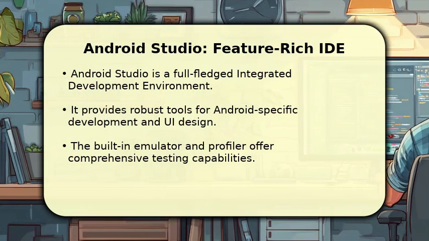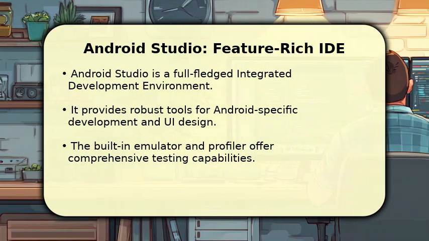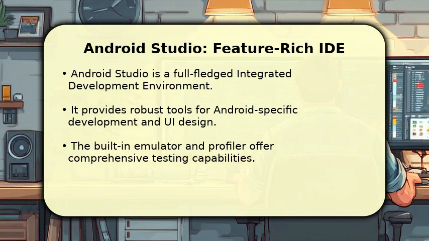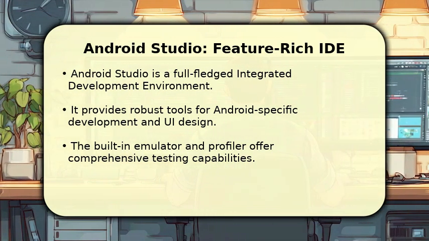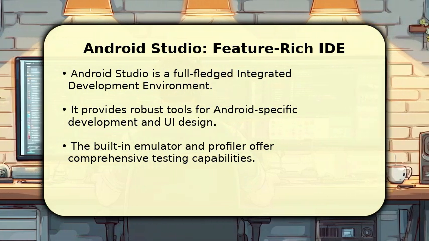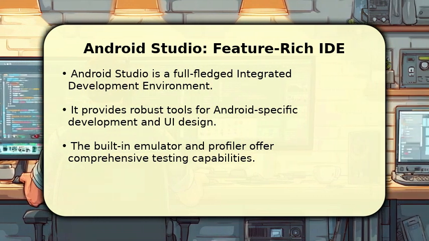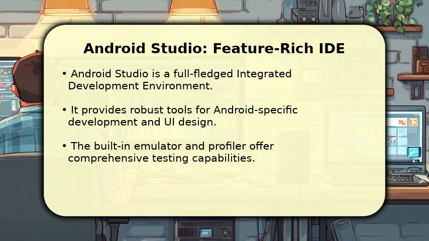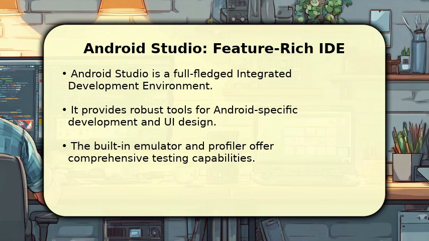Android Studio, on the other hand, is a comprehensive, full-fledged integrated development environment. It provides a rich set of tools specifically designed for Android development, including a powerful UI designer, a robust emulator, and advanced profiling capabilities. This makes it particularly strong for projects requiring deep native integration or extensive debugging of platform-specific issues. If you need an all-in-one solution with extensive native support, Android Studio is your go-to.